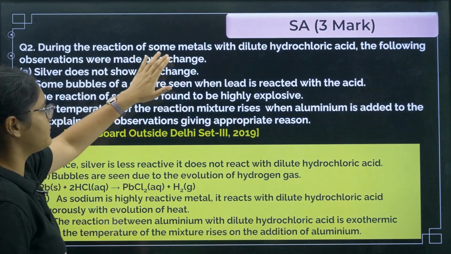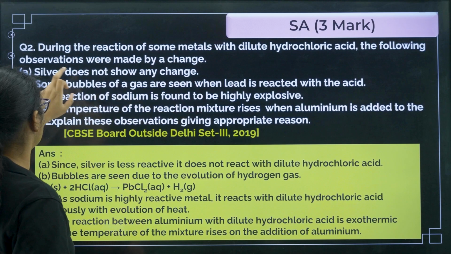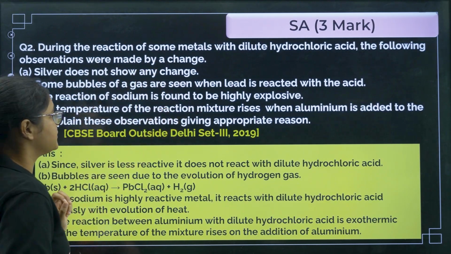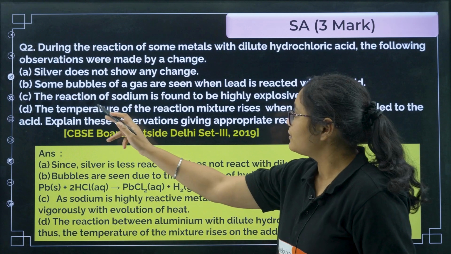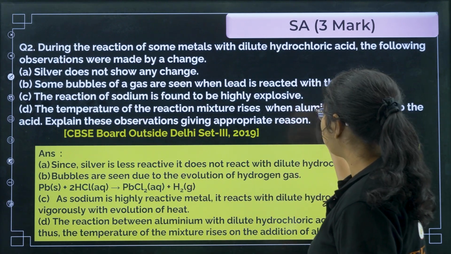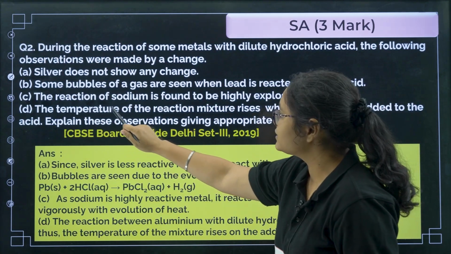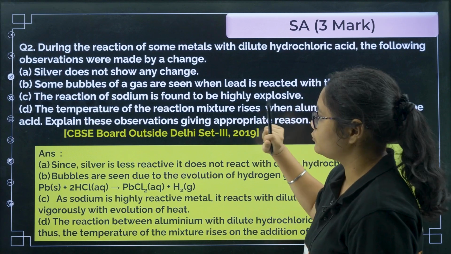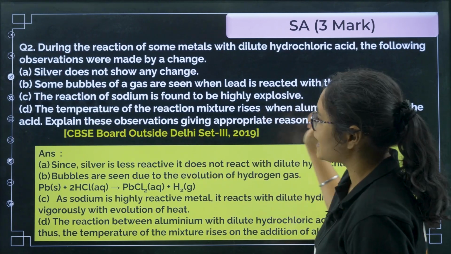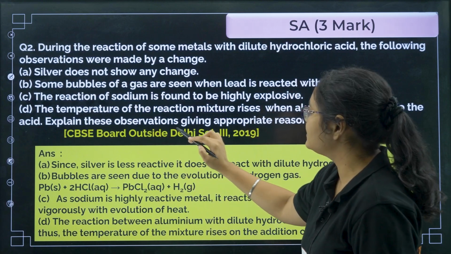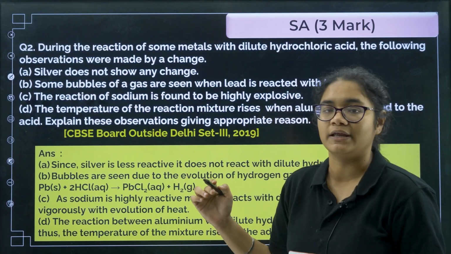During the reaction of some metals with dilute HCl, the following observations were made. Silver does not show any change. Some bubbles of gas are seen when lead is reacted with acid. The reaction of sodium is found to be highly explosive. The temperature of the reaction mixture rises when aluminium is added to the acid. Explain these observations giving appropriate reason.